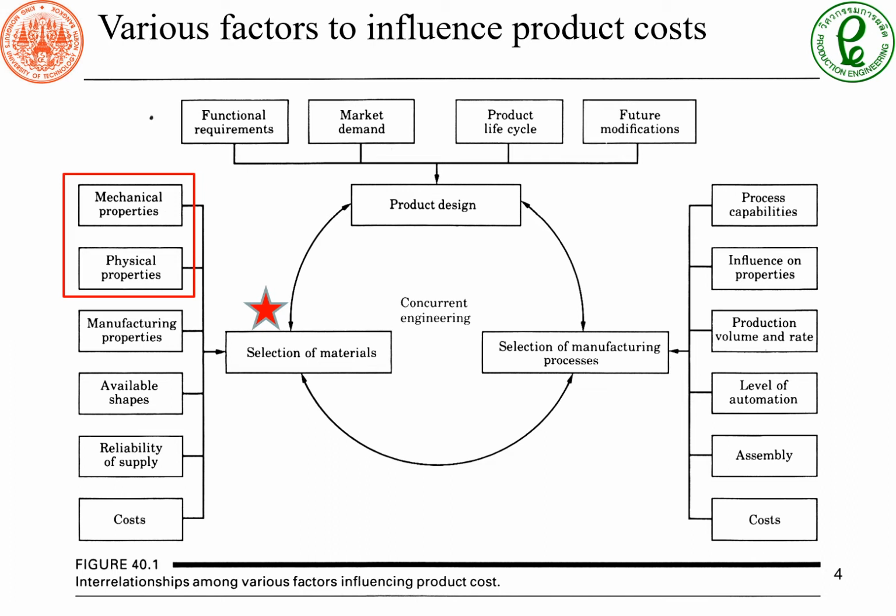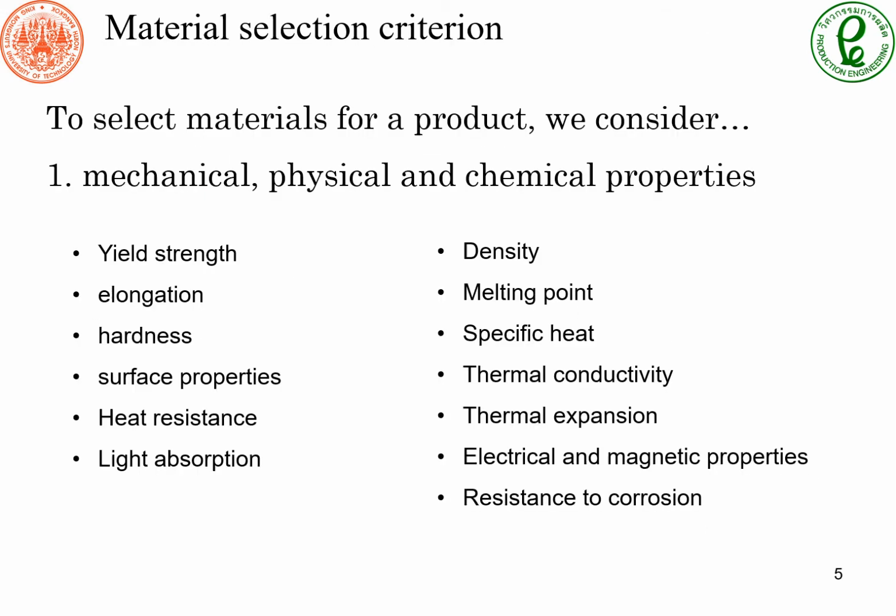Let us start with how we select materials for a product. Engineers will likely start with form and function. How does a product look? How is it used? This will determine the mechanical or physical properties of the material we use. These mechanical and physical properties are what we have already known.